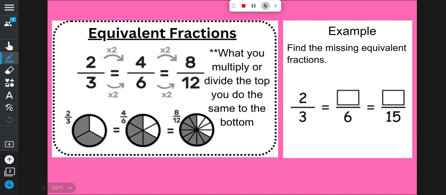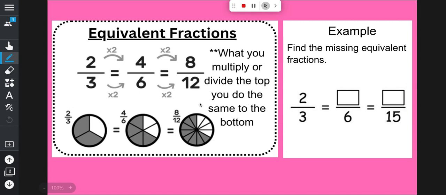Equivalent fractions mean that we can break a whole into more pieces, but we still would have an equal amount of that object. So like 2/3 is the same thing as 4/6. If this was a pie and we ate 2/3 of it, or we ate 4/6 of it, we're eating the same amount. That is also true for 8/12.